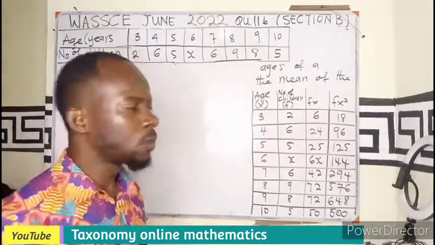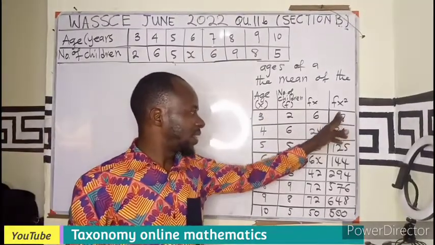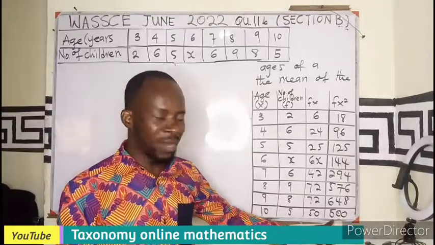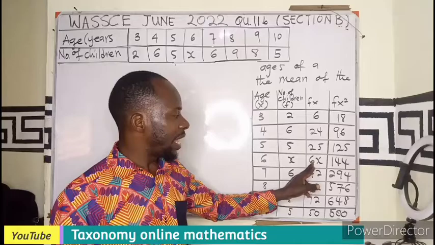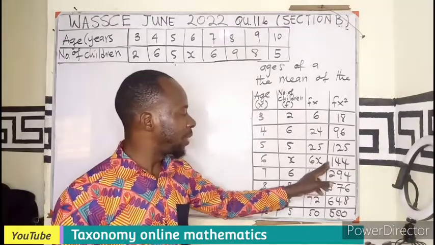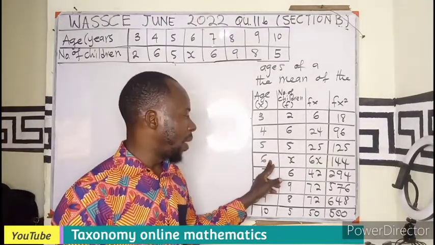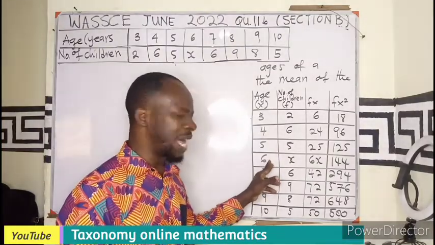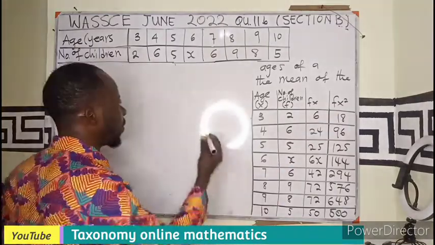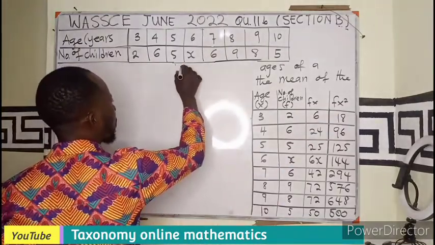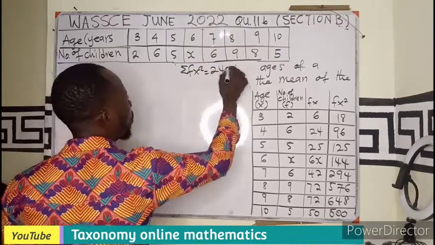Let's multiply them. Multiplying the x by the fx will produce these answers. You'll be asking, why are we having 144 here? The x is 4, so 6 times 4 is 24. 24 times our 6 will give us 144. So in addition of all this, we have our sigma fx squared as 2401.